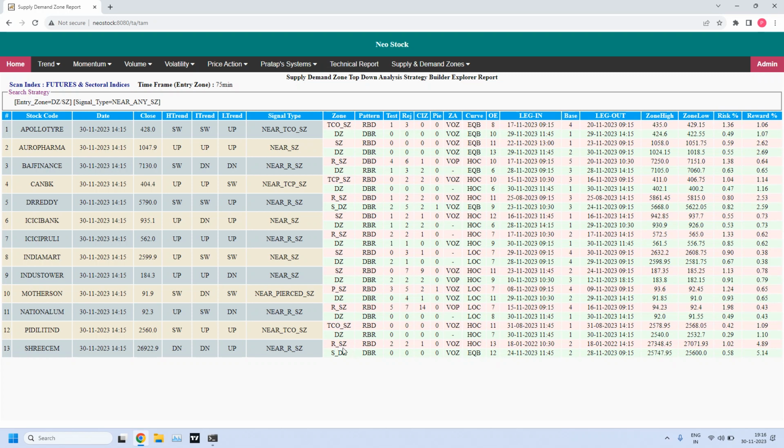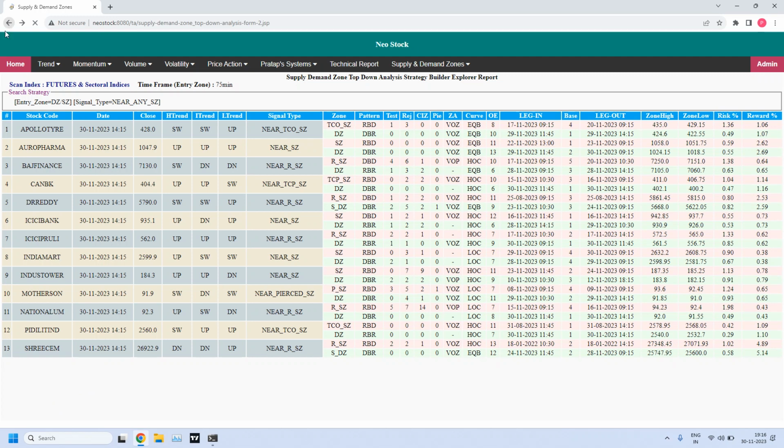And the Sriram Cement is already tested 2 times. And Sriram Cement is also moving between high liquidity supply zone and high liquidity demand zone at the 75 minutes time frame. Not daily, but at the 75 minutes time frame. Remember, 75 minutes time frame zones' lifetime is lesser compared to the daily zones. That point you have to remember. Okay, this is about the 75 minutes time frame.